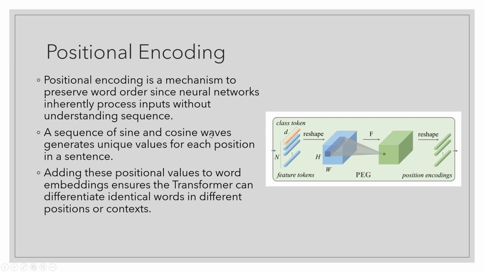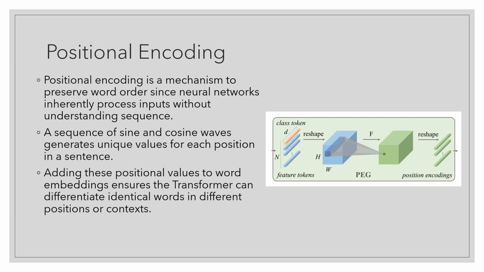Positional encoding. Positional encoding is a mechanism to preserve order since neural networks inherently process inputs without understanding sequence. A sequence of sine and cosine waves generate unique values for each position in the sentence, so that it does not get confused.